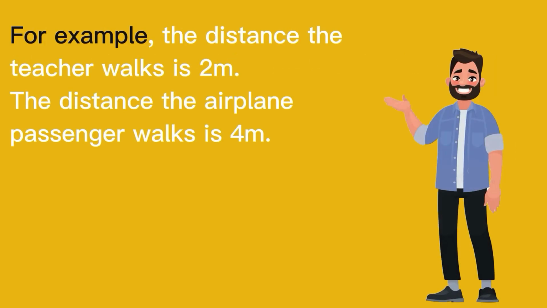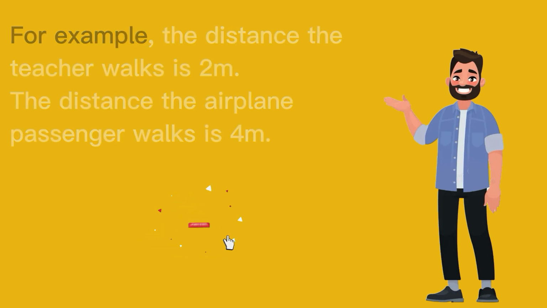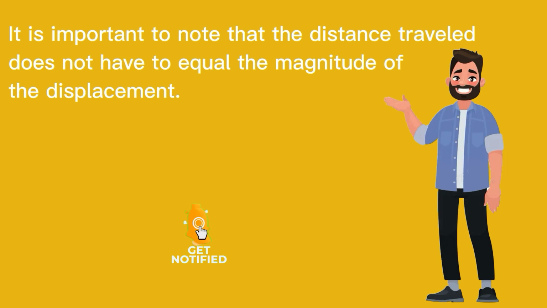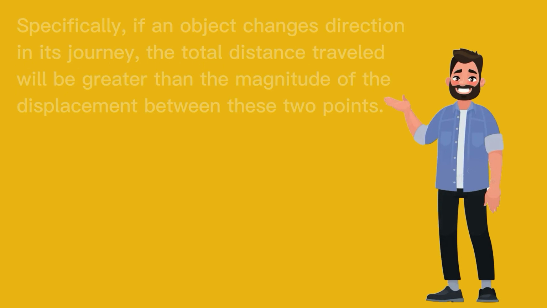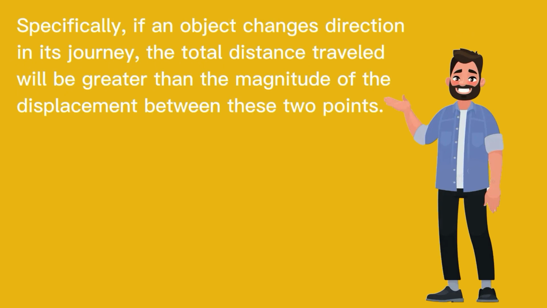For example, the distance the teacher walks is 2 meters. The distance the airplane passenger walks is 4 meters. It is important to note that the distance traveled does not have to equal the magnitude of the displacement. Specifically, if an object changes direction in its journey, the total distance traveled will be greater than the magnitude of the displacement between these 2 points.